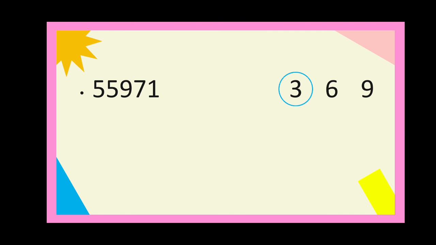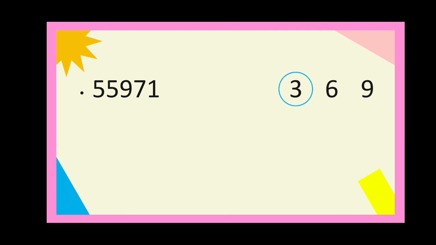Okay, so for the divisibility rule for 6, dahil divisible siya by 3, i-check natin kung divisible by 2. Ano ang ones digit? The ones digit is 1. Therefore, that is not divisible by 2. So, dahil hindi divisible by 2 at divisible lang siya by 3, hindi siya divisible by 6.